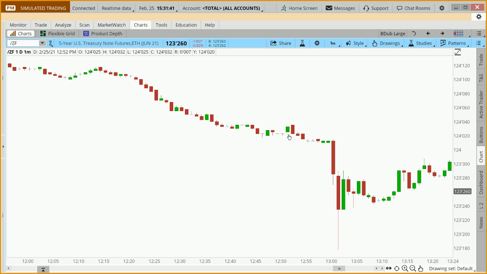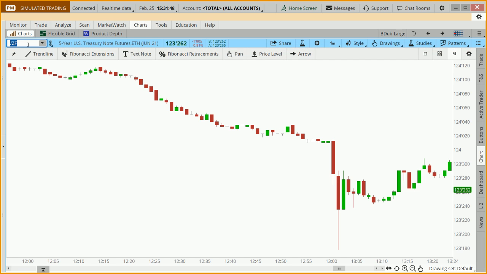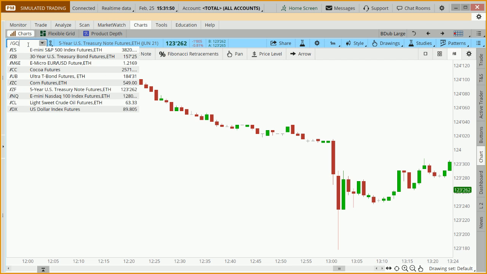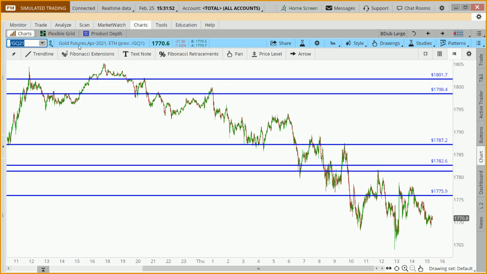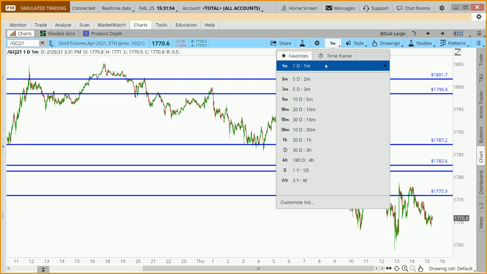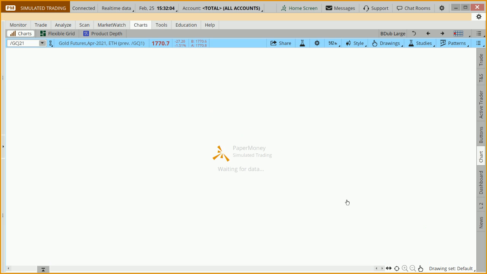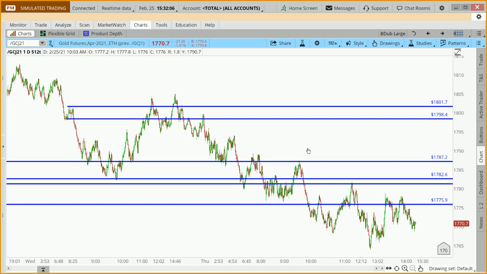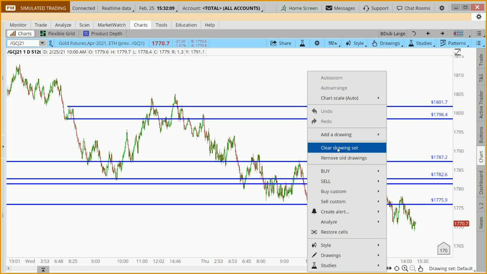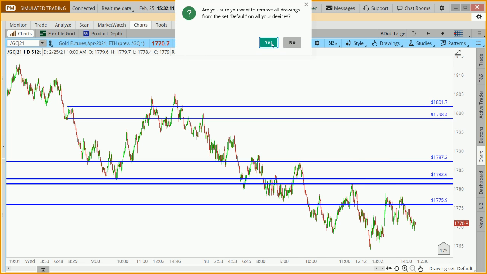Okay? So we can change this type of chart to a tick chart. And I'm going to go back to something a little bit heavier traded. Let's look at gold. So I go to gold, and instead of a time-based chart, I'm going to go to tick chart. And it's up to you what number of ticks you want to use. Okay, 512 is a popular one, so I'm going to go ahead and use that to start with at least. I'm going to clean up my chart so we can look at this fresh. There we go.